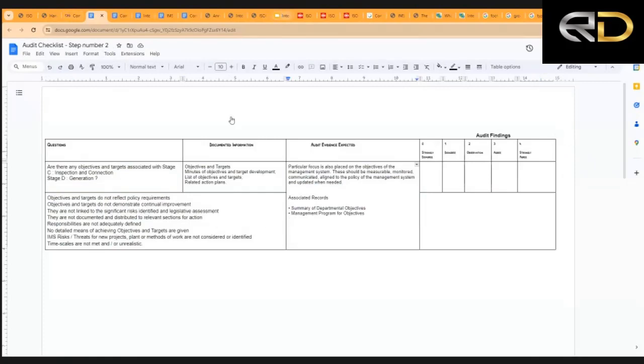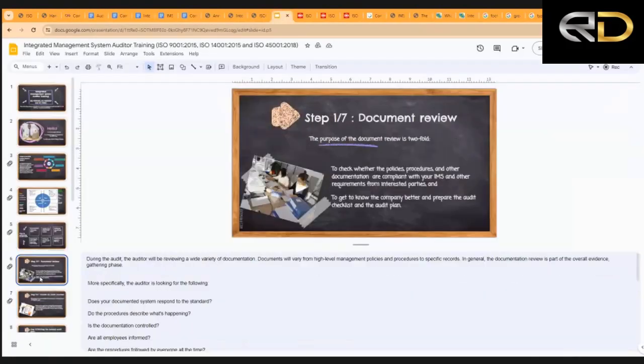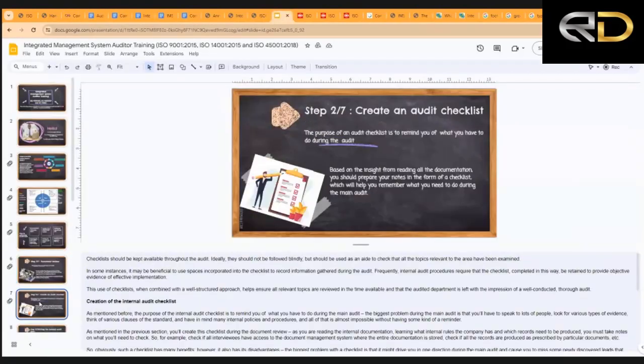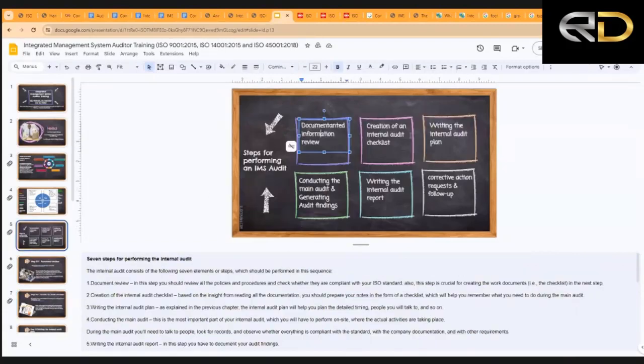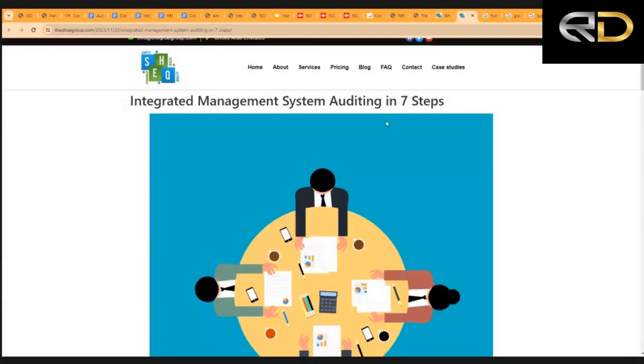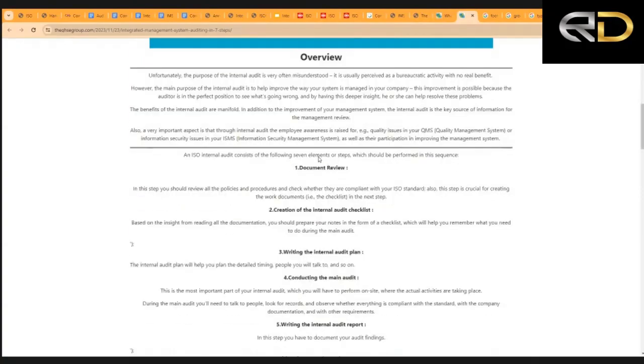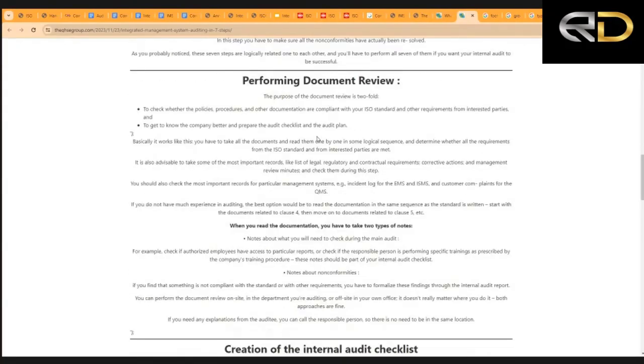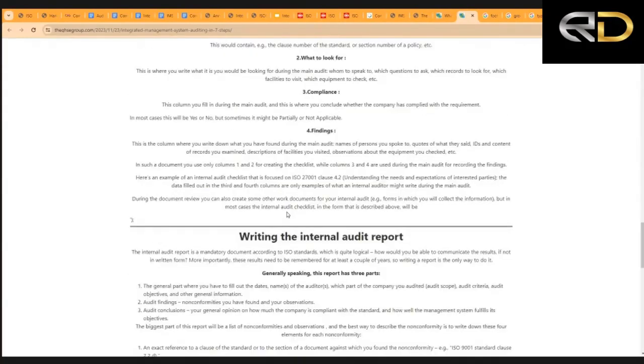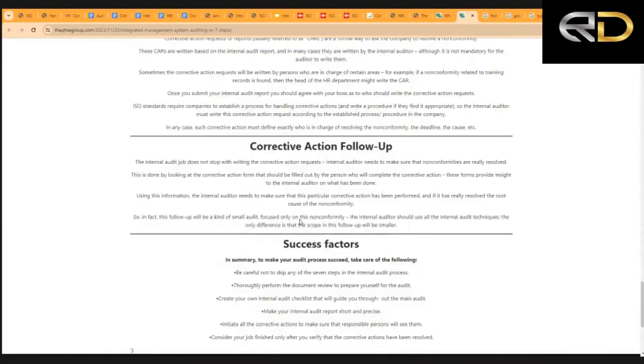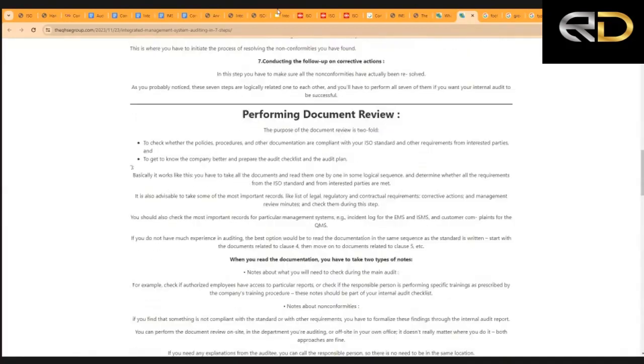With that being said, ladies and gentlemen, we have looked at documented information review and at how to create an audit checklist. I'm going through these sections to show you how to conduct an audit. At the end of the webinar, I'm going to summarize everything we have said and send you this link right here so that you can see how to conduct an IMS audit.